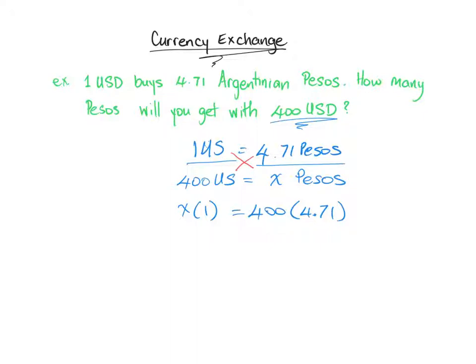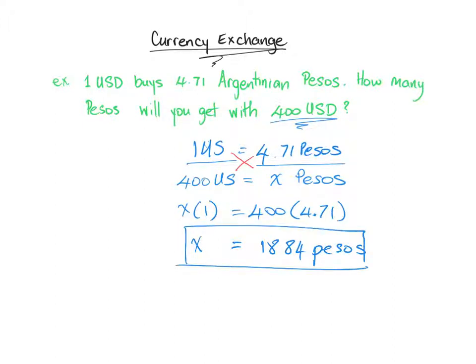All right, so now that we have that, we can go ahead and finish up the problem, and we get that X is equal to 400 times 4.71, which gives us 1,884 pesos. And that's our answer. Looking back at what the question was asking, with 400 US dollars, we'd get that many pesos. All right, let's try one more.